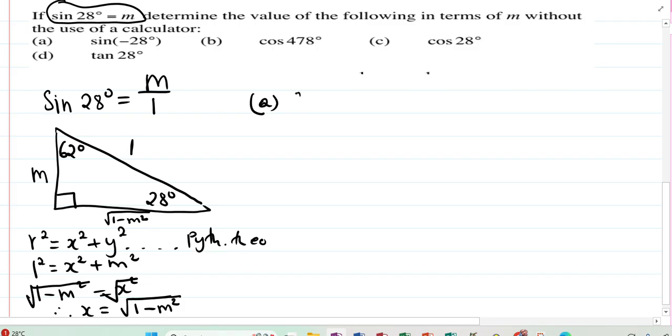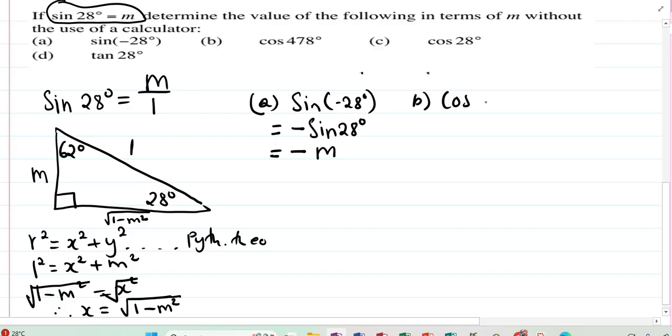So the first question is sine of negative 28 degrees. So it's the sine of a negative angle. For the sine of a negative angle, I take out the negative, it becomes negative sine of 28 degrees, and then I get the answer from my diagram. Minus, what is the sine of 28? It was given to me that sine of 28 is equal to m. So the answer is negative m. So now we move on to b.